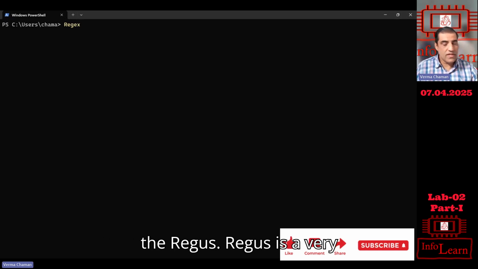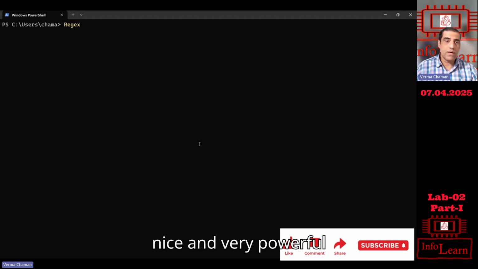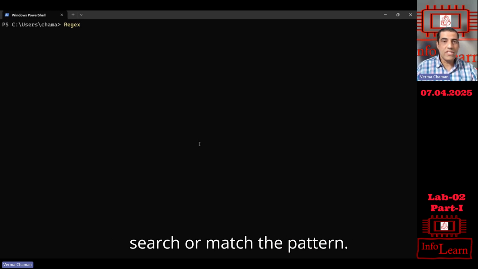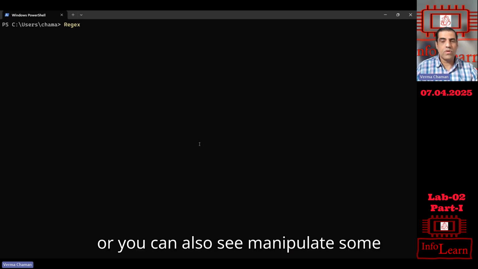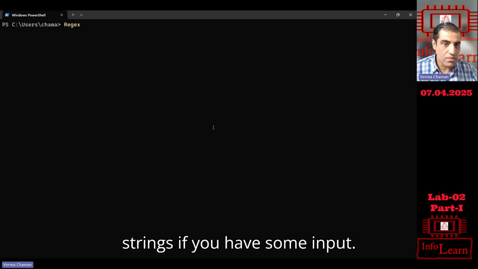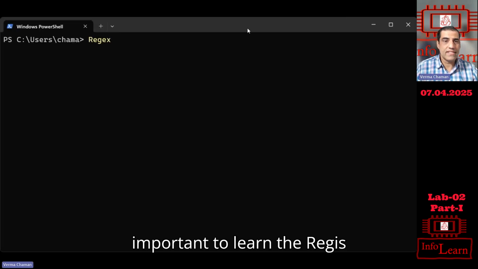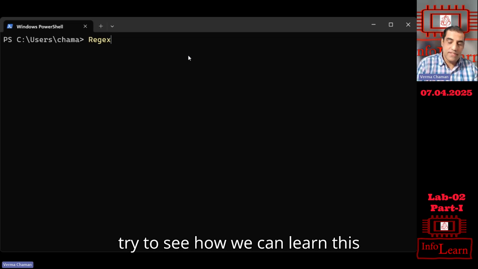Regex is a very nice and very powerful technique which helps us to search or match patterns, or manipulate strings if you have some input. So it is very important to learn regex in our PowerShell. Let's see how we can learn this regex.